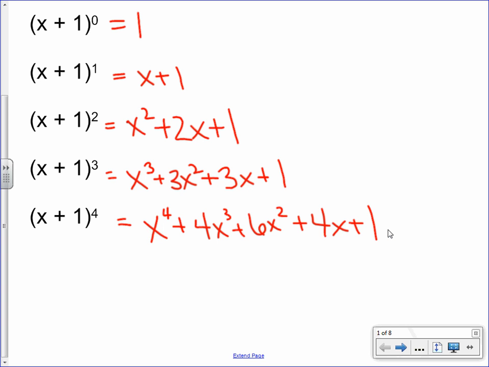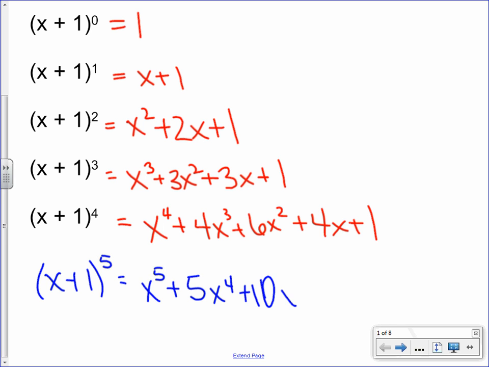1, and then 1, 1, and then 1, 2, 1, and then 1, 3, 3, 1, 1, 4, 6, 4, 1. Anybody wants to guess what x plus 1 to the 5th is without multiplying it out? Okay, how you getting those numbers? Oh, that pyramid triangle thing.